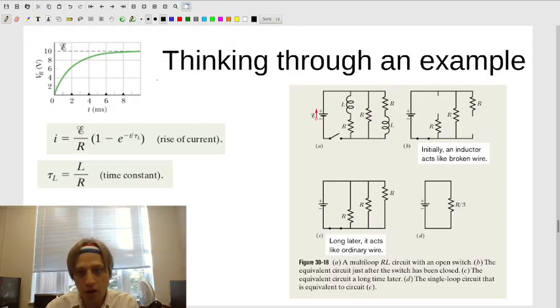Okay, so to walk ourselves through an example here, what happens in a situation like this where I have an inductor and a resistor, and just a resistor?